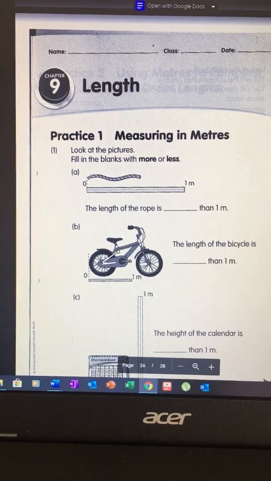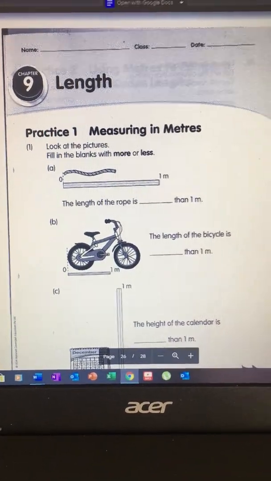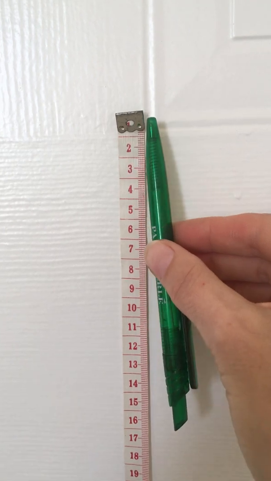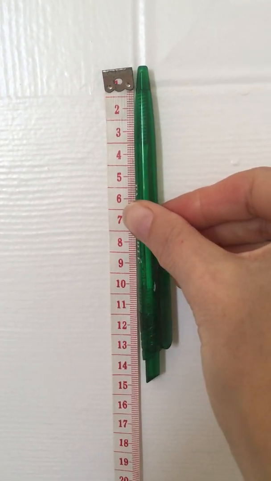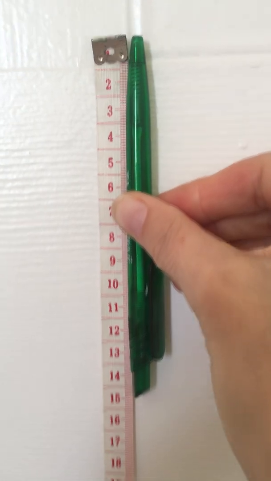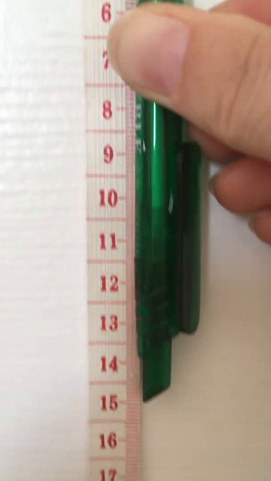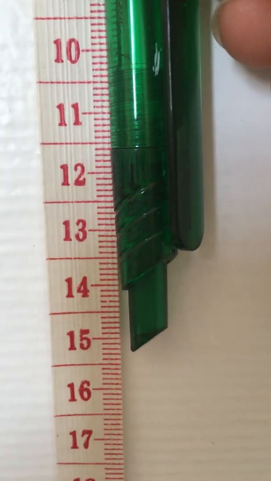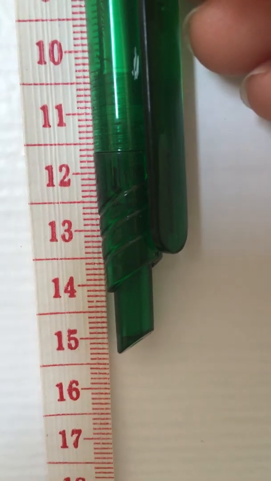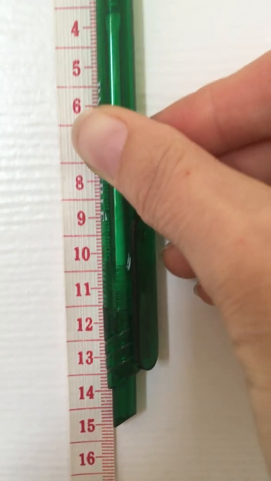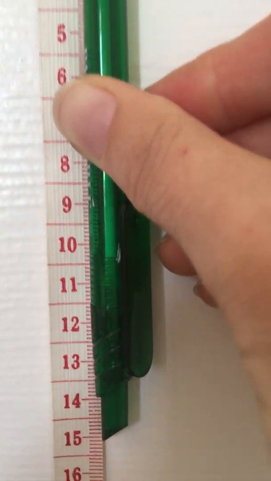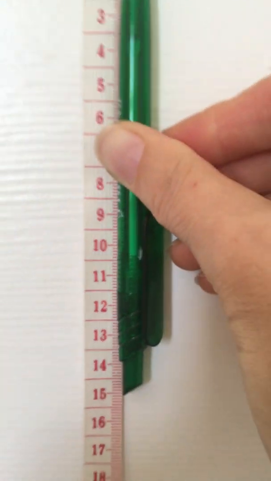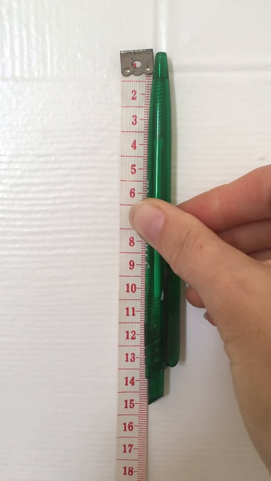Okay, so you could take anything and measure it. For example, I've got this green pen. I want to go to my measuring tape. Remember, when we measure, we always have to start at 0. And then we can see how long it is. So from 0, and where does it end? It's not quite at the end of 15. At the end of 15 would be there. It's sitting here. So what would that be? It would be 14 and a half. So this would be 14 and a half centimeters.